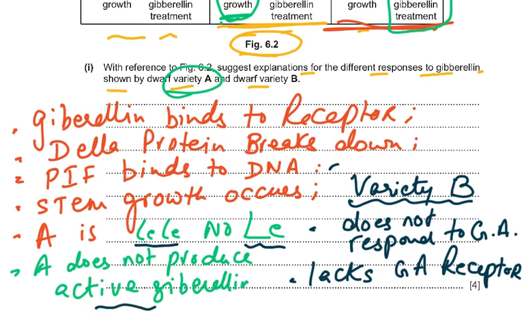While in variety B, it just does not respond to the gibberellic acid. GA is for gibberellic acid or gibberellin, you can use either word. And it lacks the GA receptor. For every hormone or chemical growth regulator, you have receptors on which it binds, just like the active site of an enzyme. So if this is the receptor, the GA will fit on it. If there are no receptors, where will the GA fit? There are no such receptors present.